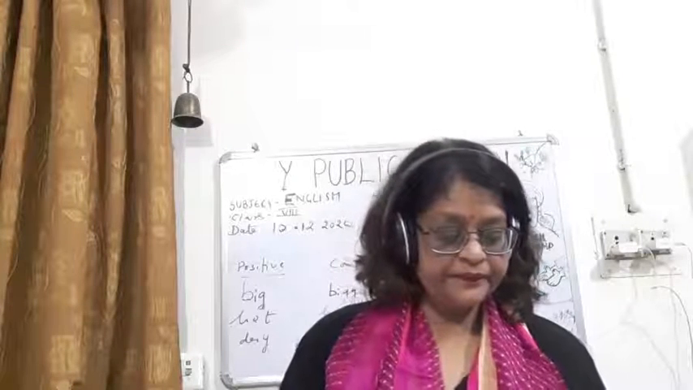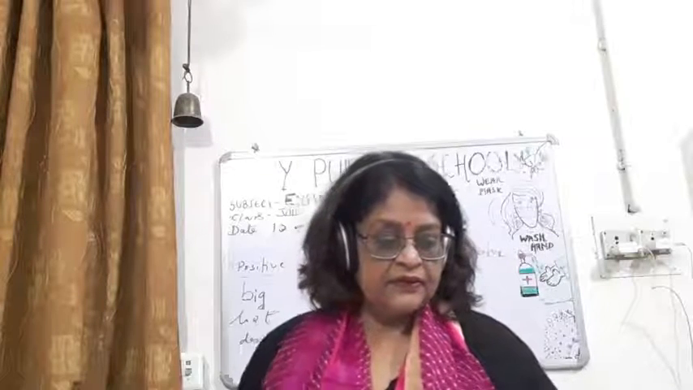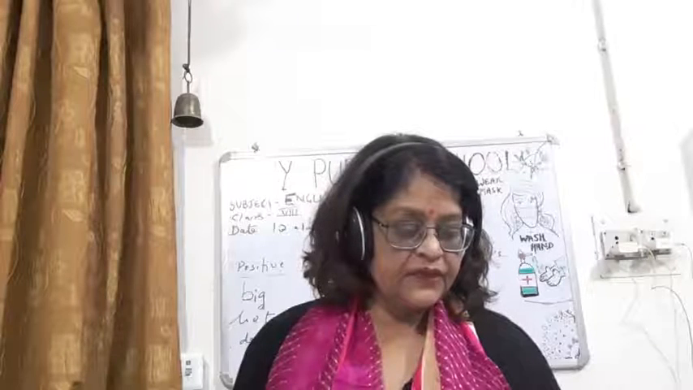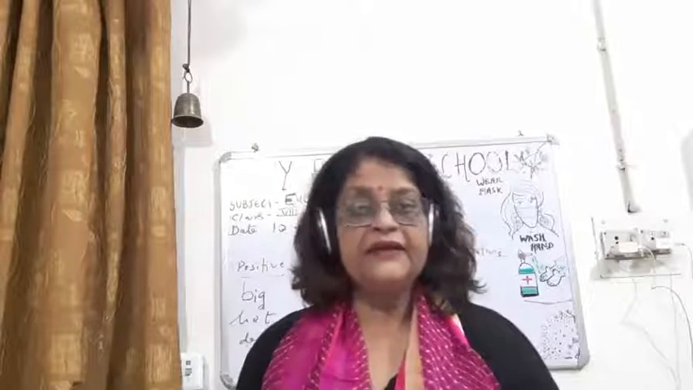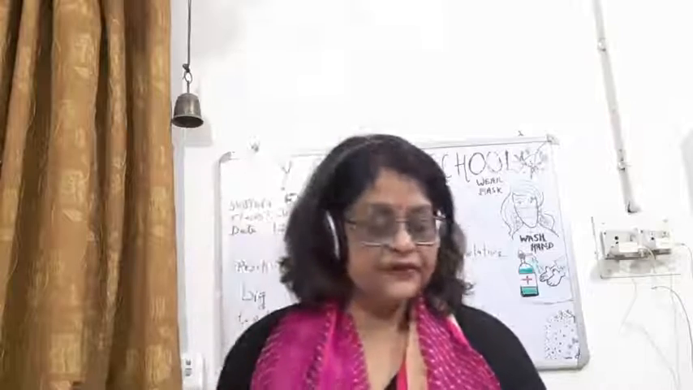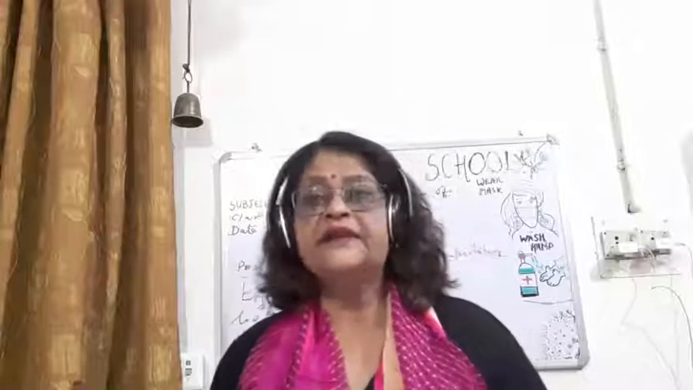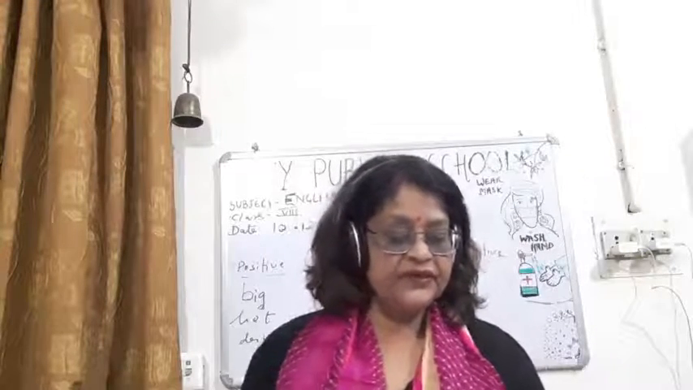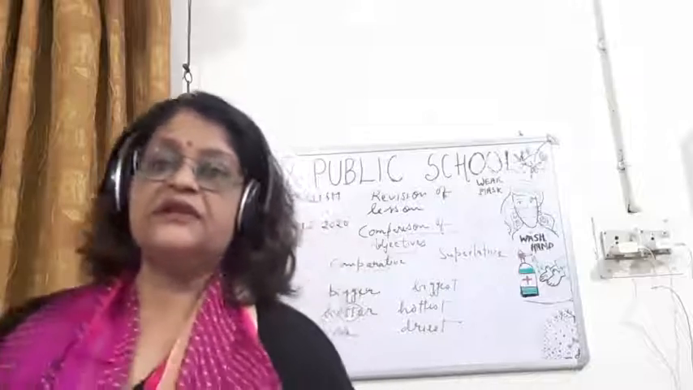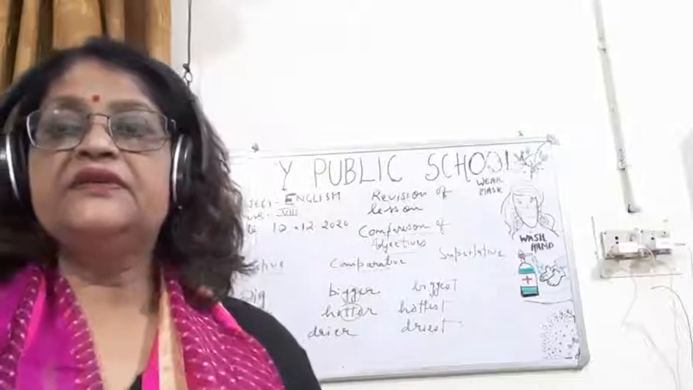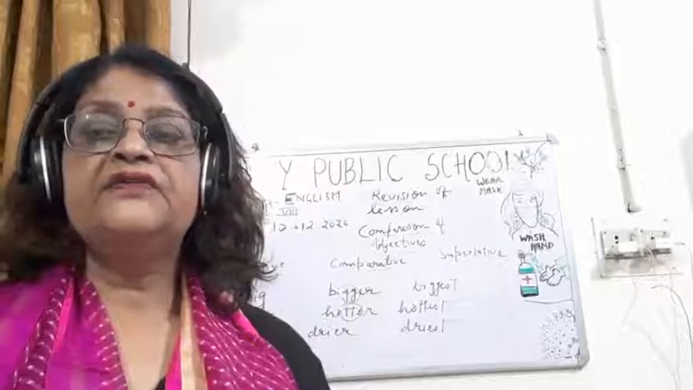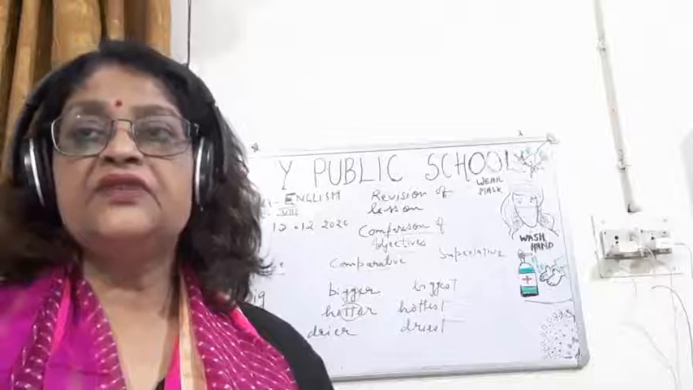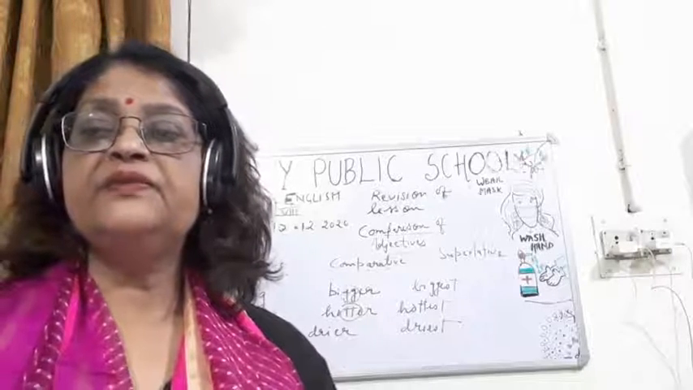All right, and then you can see children: thin, thinner, thinnest; fat, fatter, fattest; sad, sadder, saddest; wet, wetter, wettest. So you can see that if it is ending with a consonant and the vowel is before it, the last letter will be doubled here.